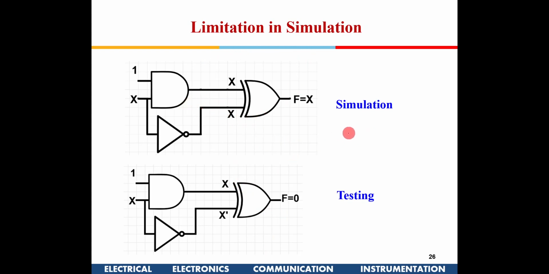When we do the simulation and testing, there is an X. X is not Z. There is a difference between them. X means we don't know. X can have only two values, 0 or 1. It is not Z.